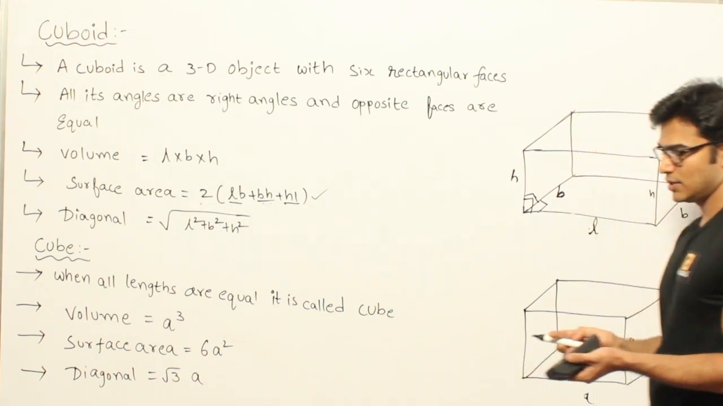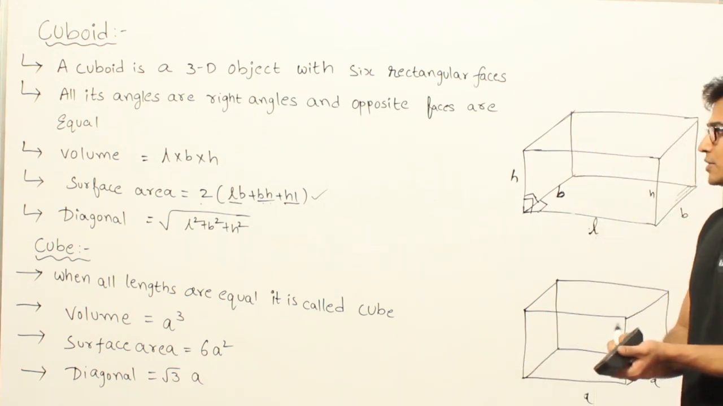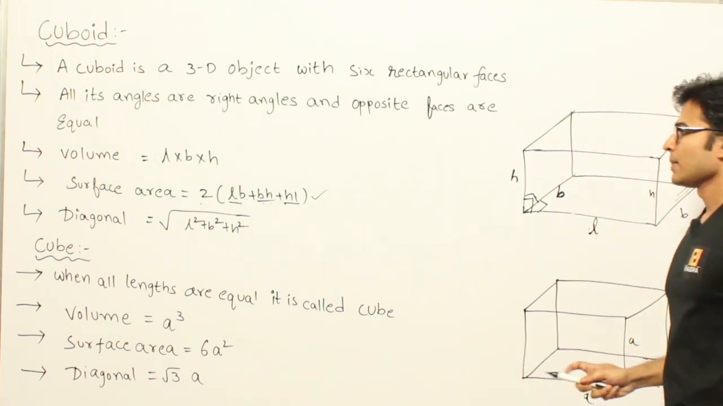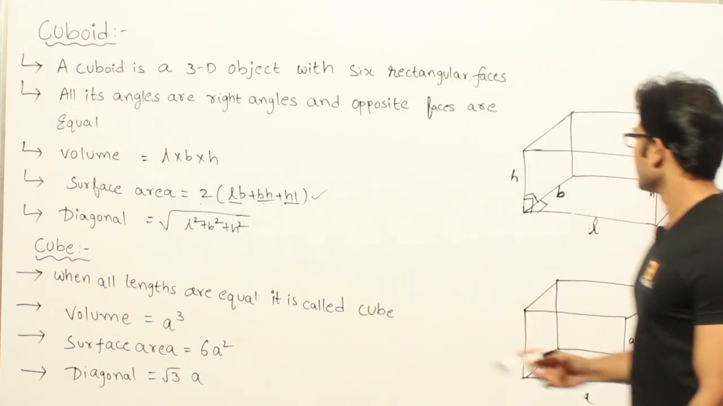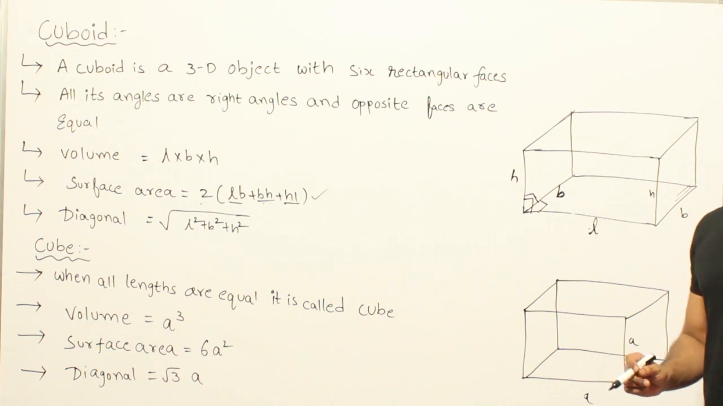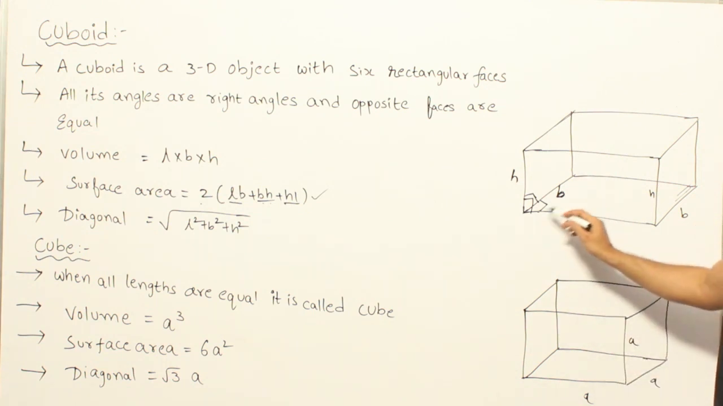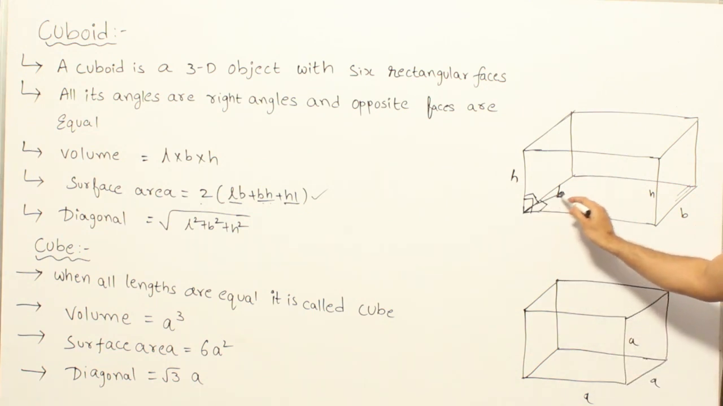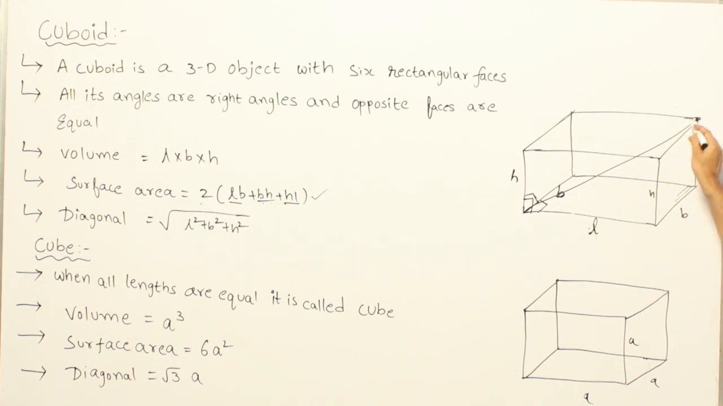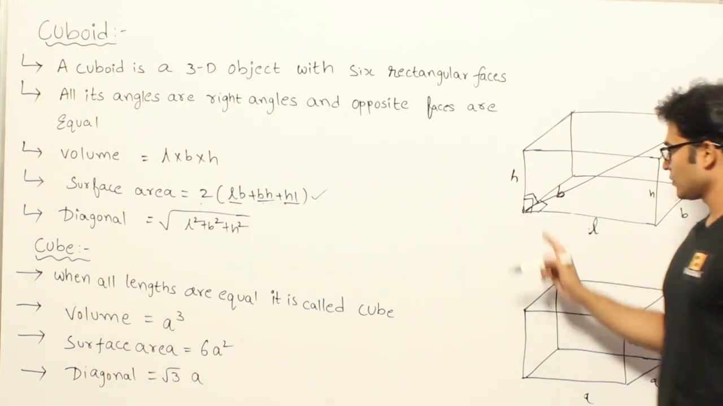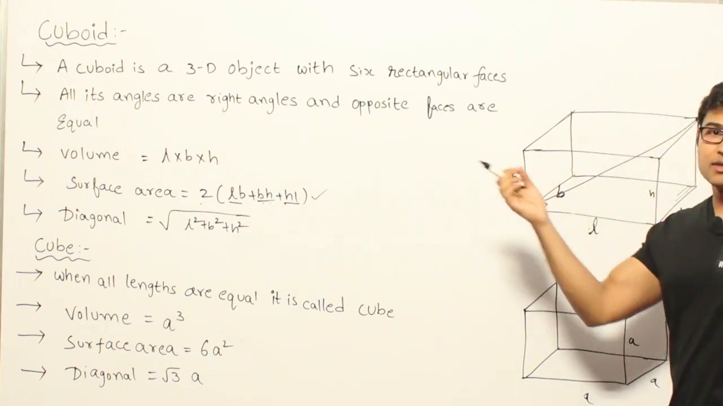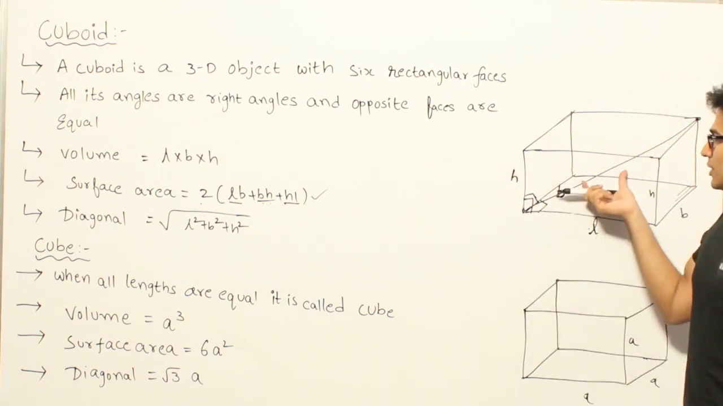Just like how we measured the perimeter, here we are measuring the surface area, right? And next one is the diagonal. The diagonal of a cuboid is, from one corner you join the opposite corner. If you take this corner and join it to the other corner here, this entire line is the longest line that can be drawn within a cuboid, and that is called the diagonal.